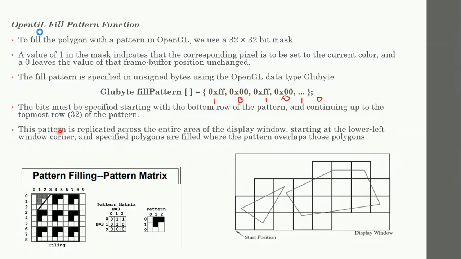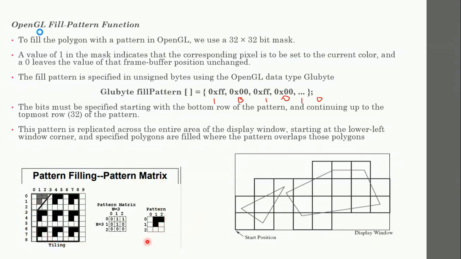Okay. So the bits must be specified starting with the bottom row of the pattern and continuing up to the top row of the pattern. This pattern is replicated across the entire area of the display window, starting at the lower left window corner, and specified polygons are filled where the pattern overlaps those polygons. So this is the pattern you have defined, and you have started filling the particular polygon with this pattern.